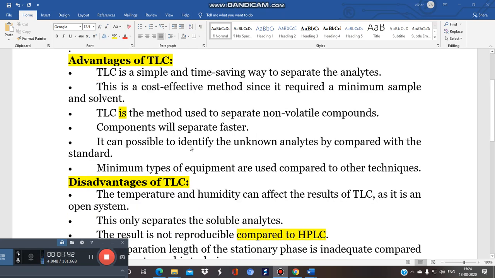Next, it is possible to identify unknown analytes by comparing with the standard. This is very important. If you have applied a spot without any standard, then there is no meaning of TLC. Always remember one thing, you have to apply a standard spot of a particular compound.